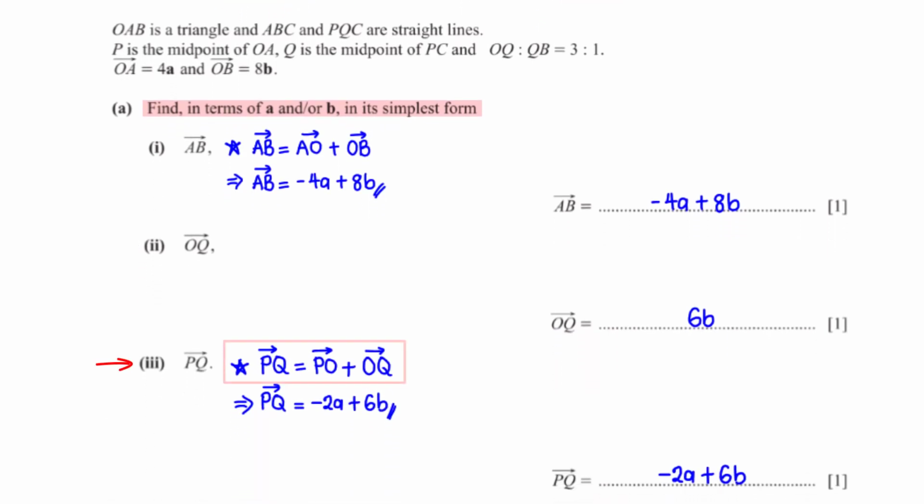Find PQ. PQ can be expressed as PO plus OQ. PO is negative 2a and OQ is 6b. And so our final answer is negative 2a plus 6b.